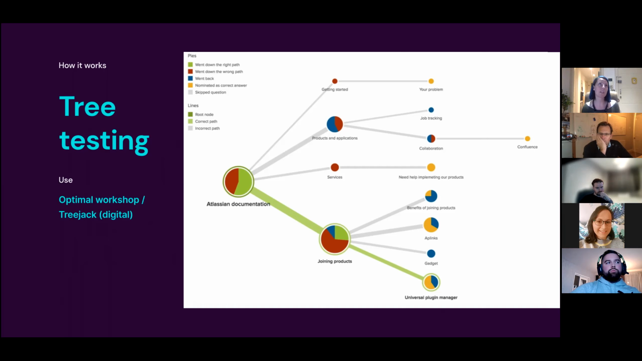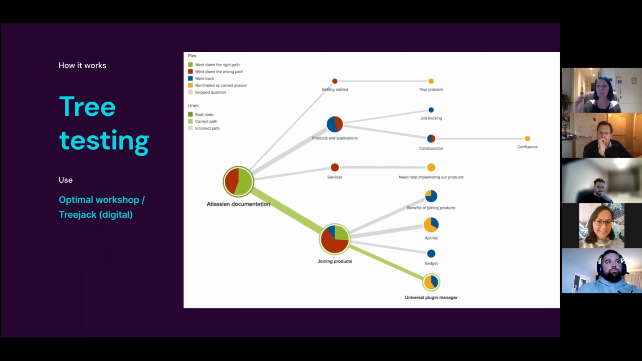So tasks might be like, on a restaurant website, or say on Deliveroo as an example, you might say, you want to find an Indian curry nearby that has matar paneer. Can you go and find where you would find the matar paneer? And so what tree testing does is it removes any images. It just shows the structure, right? And kind of the hierarchy.